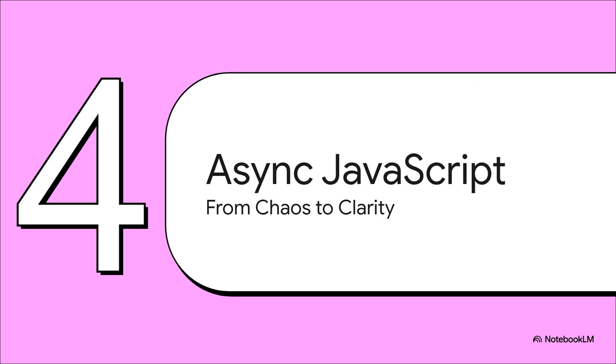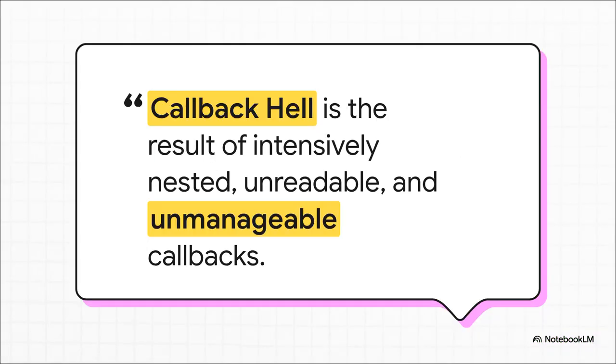But in the real world, you have to wait for things, like fetching data from a server. This is the world of asynchronous JavaScript, and we're going to look at how we went from total chaos to the clean solutions we have today. In the early days, all we had were callbacks. And if you needed to do one thing after another, you ended up with this, the infamous pyramid of doom.